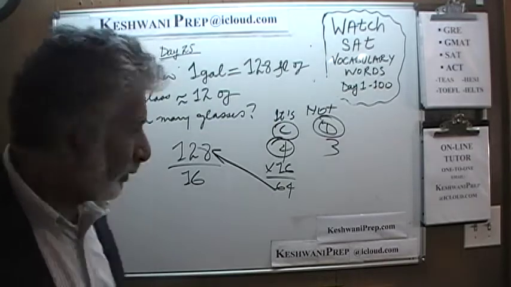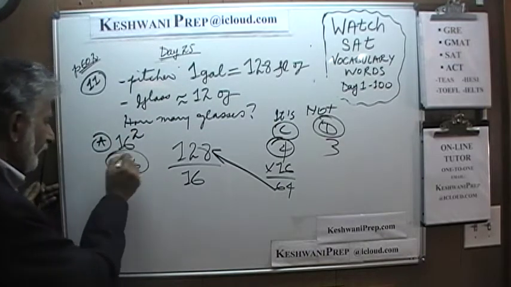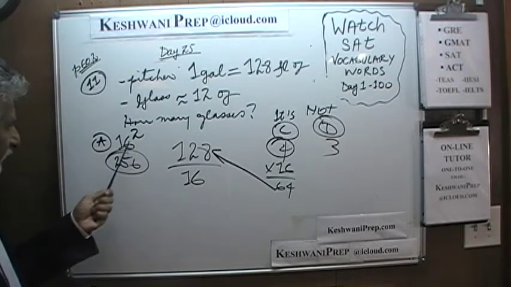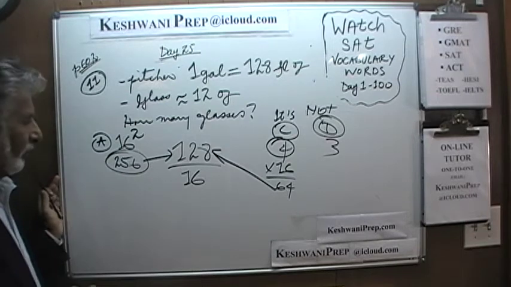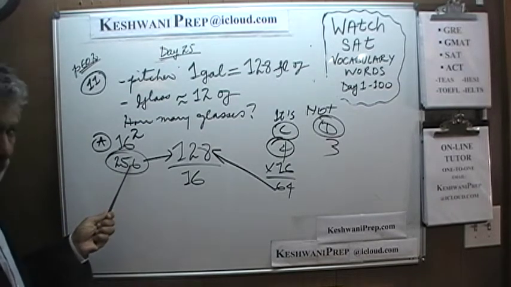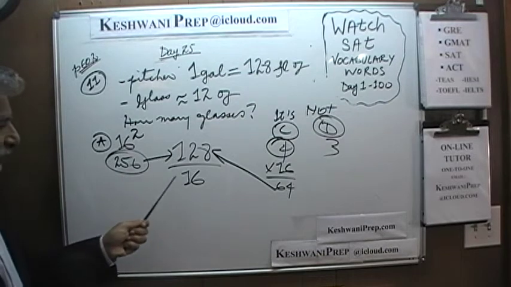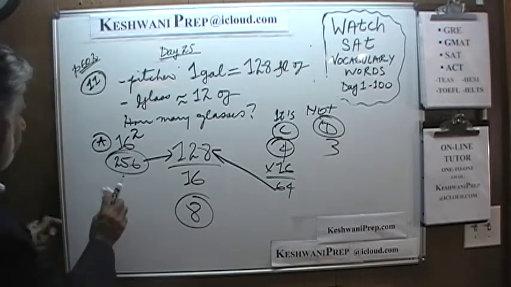The next thing that came to my mind is that I know that 16 squared is 256. I know my squares. 16 squared is 256, and 128 is exactly half of that. So if 256 divided by 16 is 16, then 128, which is half of 256, divided by 16 has to be 8. I'm giving you too much explanation.